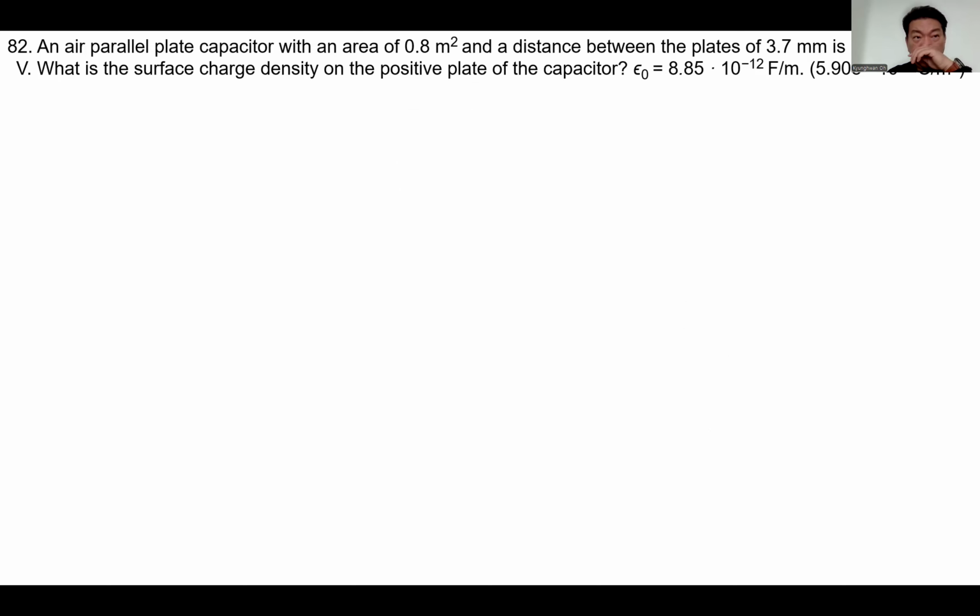And then there is another problem. An air parallel plate capacitor with an area and distance is charged to a certain voltage. What is the surface charge density on the positive plate of the capacitor? So note that we are to find out the surface charge density, sigma.